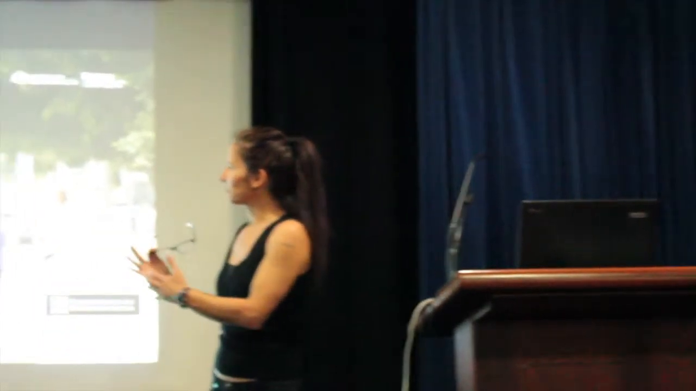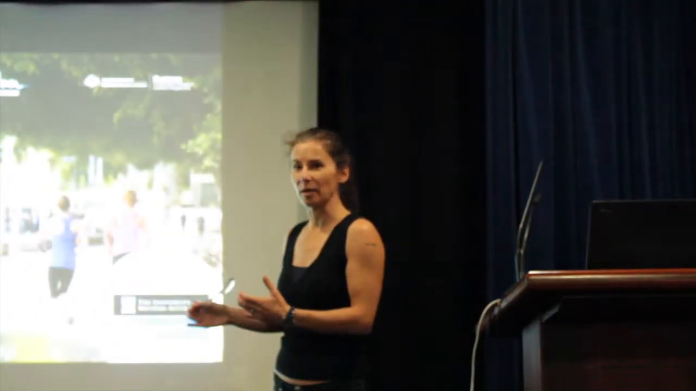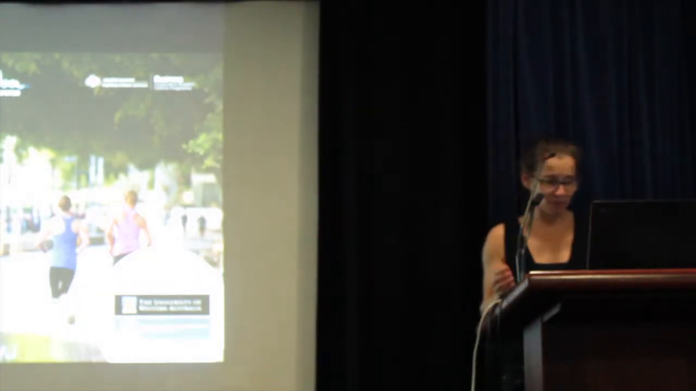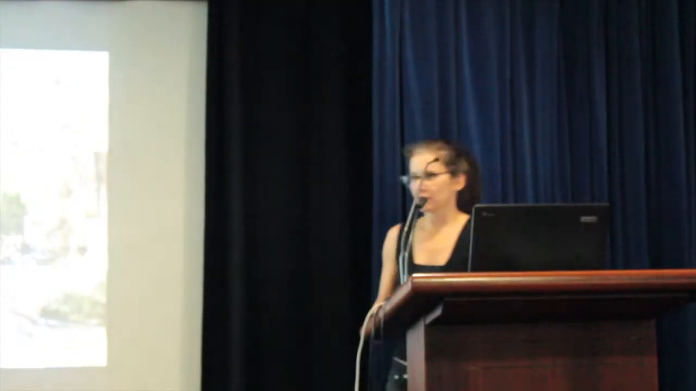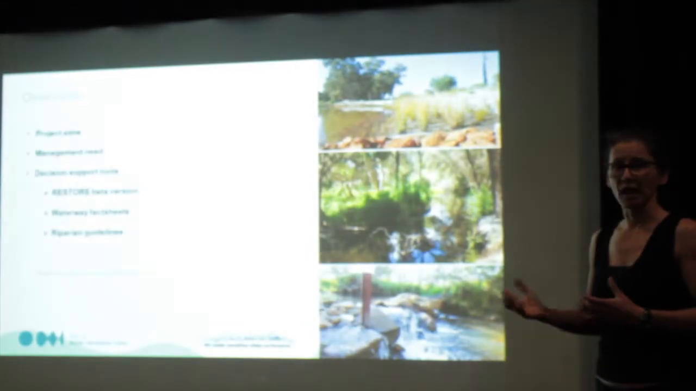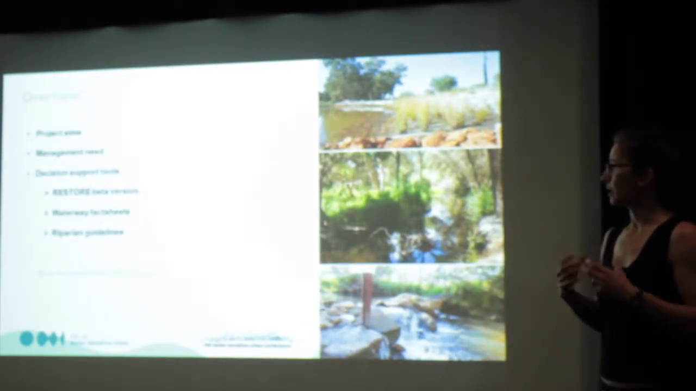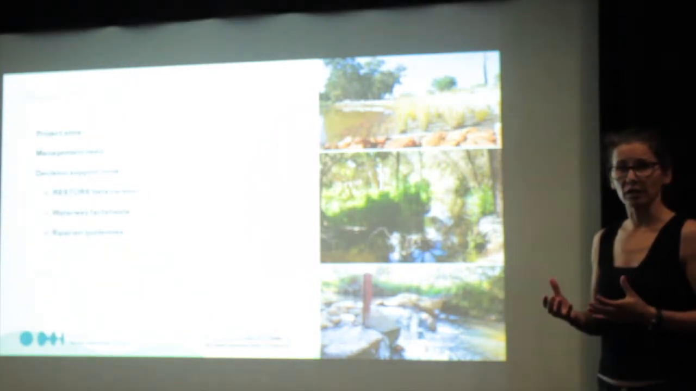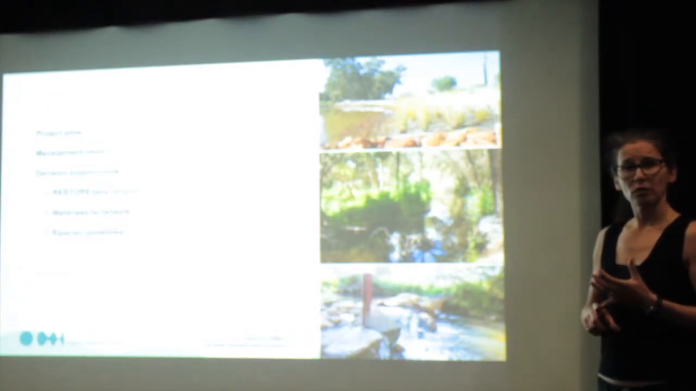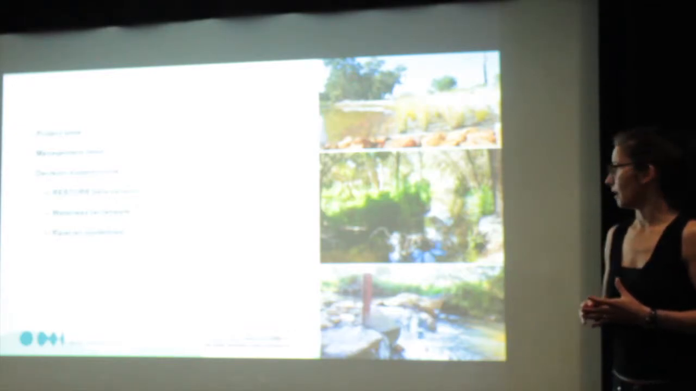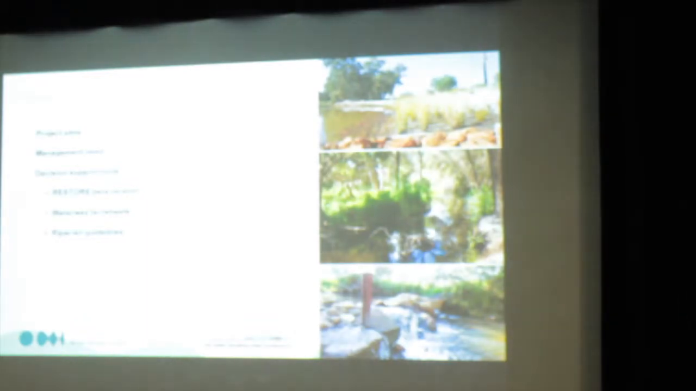I adapted this presentation from one I gave to the CRC about a month ago. I've got a little bit more time so I can flesh it out more today with you, which is going to be really useful. Just to give you an overview of what I'm going to talk through in the next 30 to 40 minutes: I'm going to talk a little bit about the project that created these management tools and provide a little bit of background about that management need. And then I'll talk through the 3 decision support tools that the project created. There's the Restore Excel tool, which is a beta version. We've also got fact sheets and riparian guidelines. And all of these are available on the CRC website.